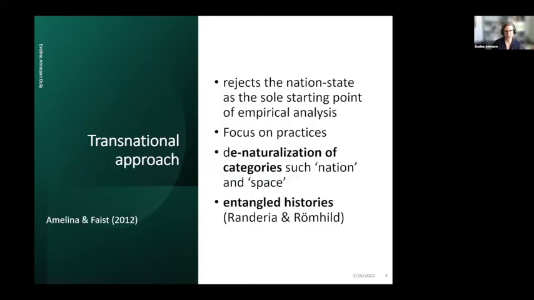This is very important. The transnational approach rejects the nation state as the sole starting point of empirical analysis. It focuses more on practices, and these practices can also be across national borders. But it also goes beyond that, to say that we have to denaturalize categories such as nation or space, but also, and I will explain this, other categories like gender, race, and class. We should go beyond and also have a critical lens on the use of these terms.